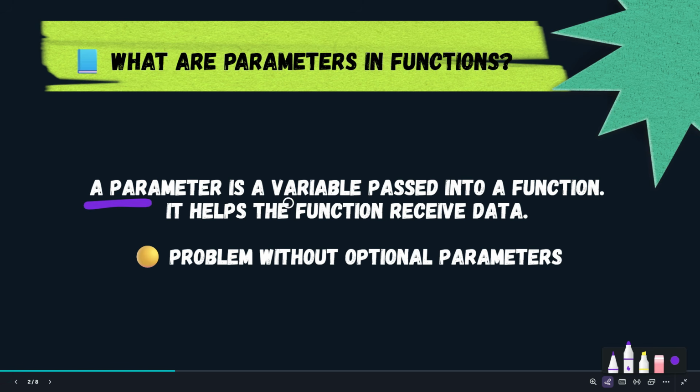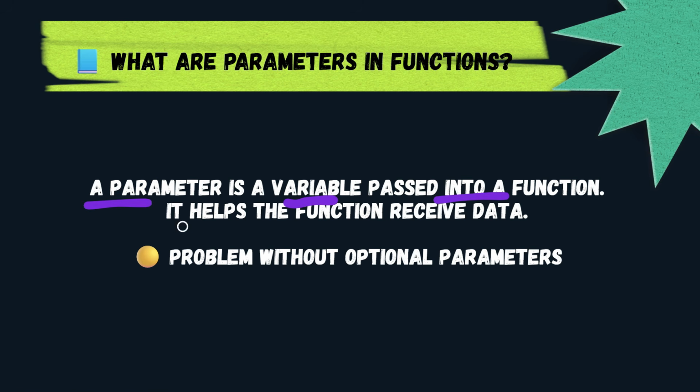A parameter is a variable passed into a function. It helps the function receive data, and we will also see the problem without optional parameters. So let's first understand: a parameter is a variable passed into a function, and it helps the function receive data. Now let's check the examples.